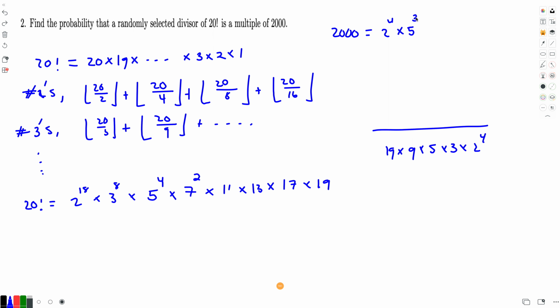Okay, so now let's see how many of these divisors we can construct with the 2000 inside. So we already need the 2000. So from the 2 to the 18th itself, we can either choose 0, 1, 2, all the way to the 14 remaining 2's that are left after we take out the 2000, right? So this one would result in 15 possibilities.